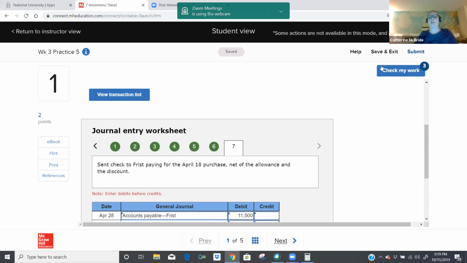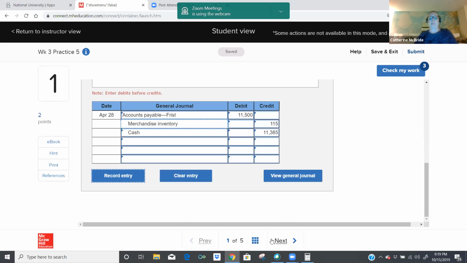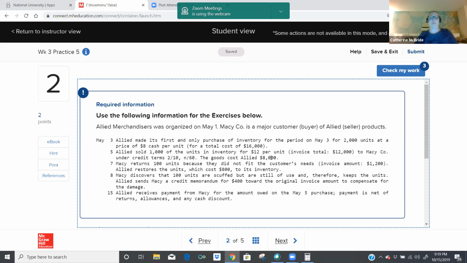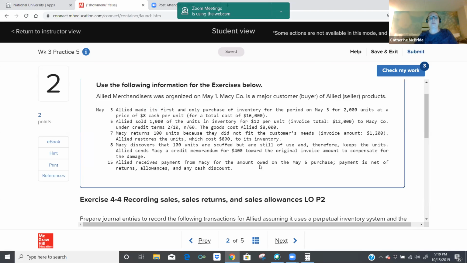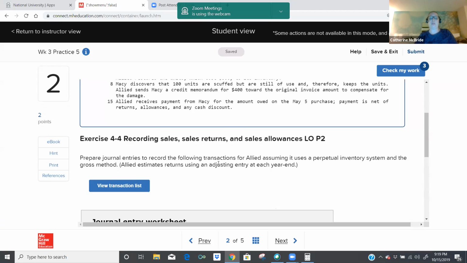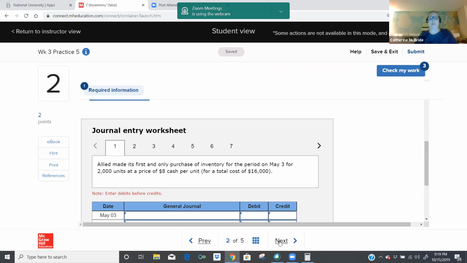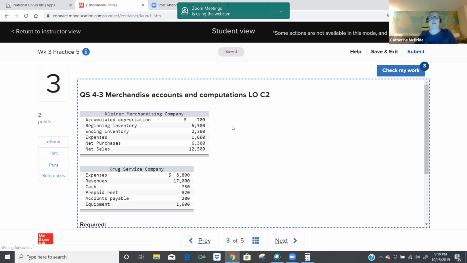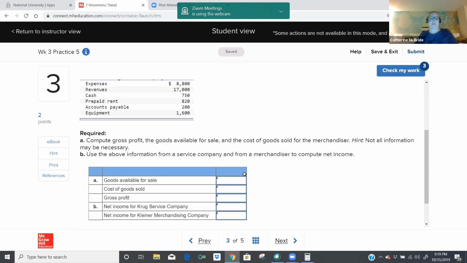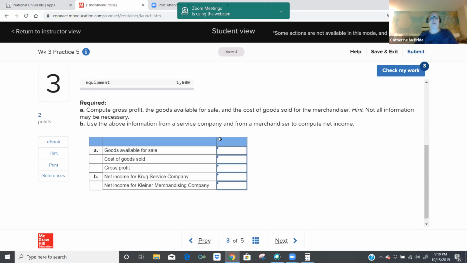All right, how did that go? This one worked relatively the same. We have sales returns and allowances. I'll let you work on that. And I will come back and we will look at this tomorrow. Okay, good start.